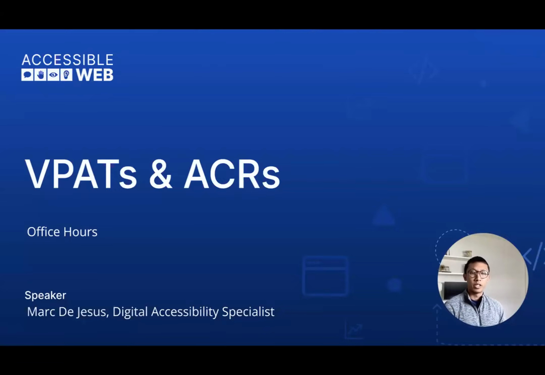VPATs and ACRs provide transparency into accessibility claims. Instead of simply stating that a product is accessible, these documents give a structured, detailed assessment of which accessibility standards our product meets and where there still may be gaps.